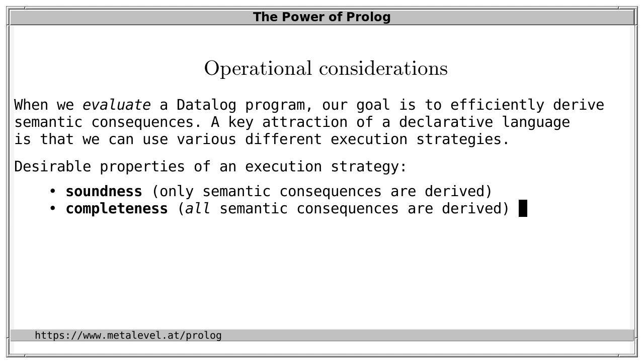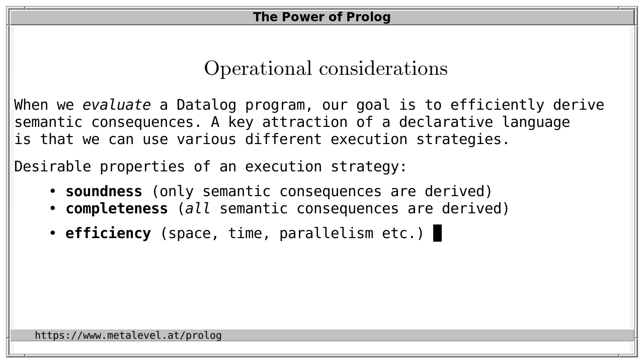For instance, the default execution strategy of Prolog doesn't have this property, but we can run Prolog code in such a way that we get it. And for Datalog, we should insist on this property. And as a distant third, we care about efficiency, such as efficiency in space, time, or that we can try different strategies in parallel and so on. Efficiency is less important in the sense that it doesn't help us if the other two properties are violated. But it's nice to have.